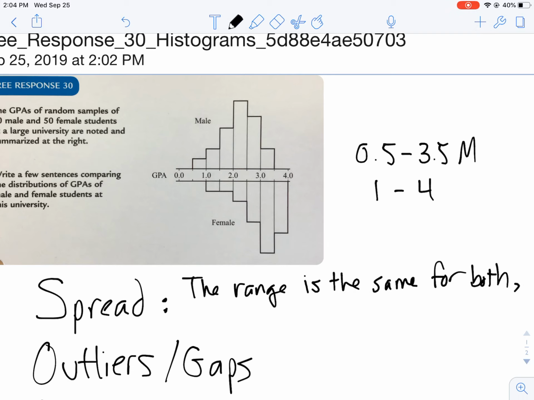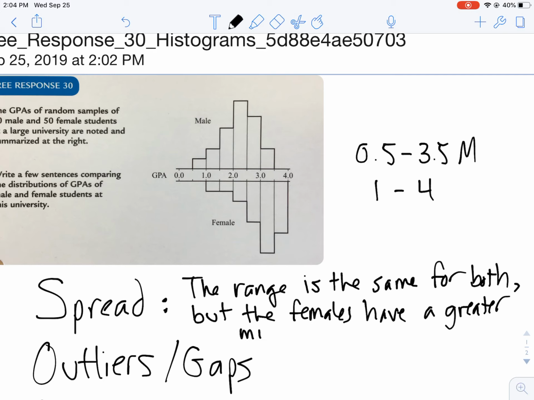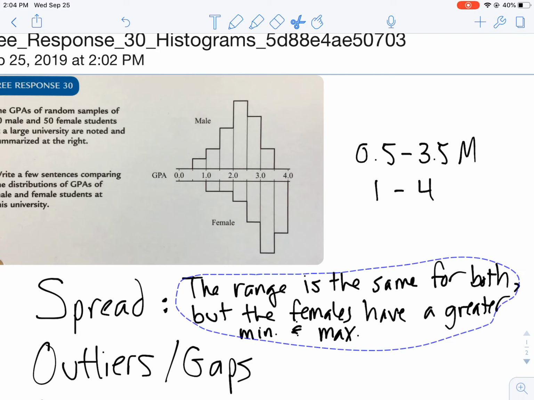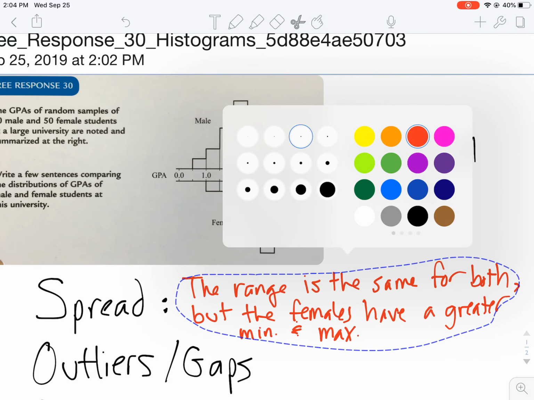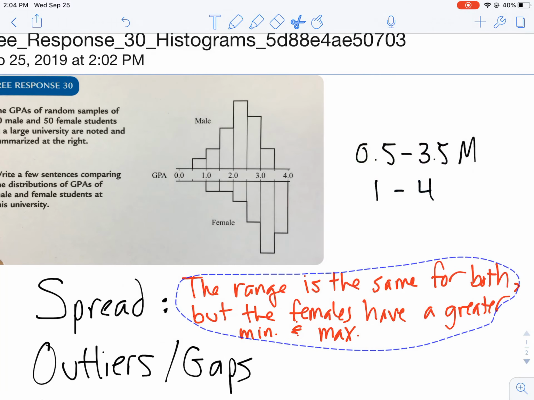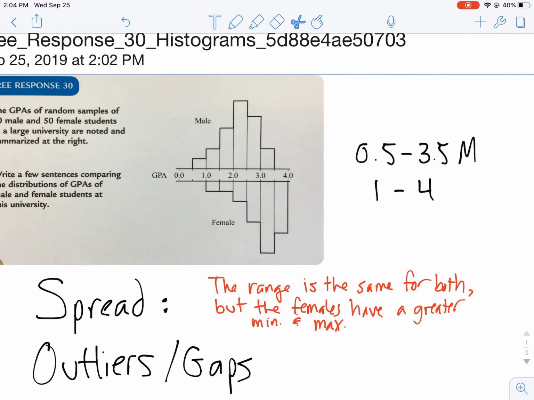But I'm going to cite that the females have a greater minimum and max. Now, this is great practice for the AP exam because these are the things they're looking for. When they're asking you to compare distributions, it's not just saying what they are. What you want to do is use comparison words. So you'll notice that I said the same, but then I mentioned the females have a greater minimum and maximum.